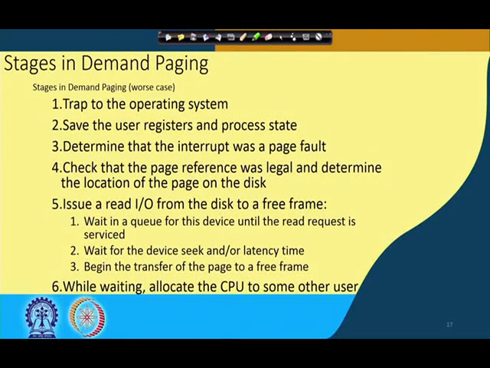So, in our last class we have been discussing stages in demand paging. Just to recapitulate and to understand it in a better fashion: when a page fault occurs, that is, when a processor tries to access one memory location and that particular page is absent in the memory, it generates a trap to the operating system.